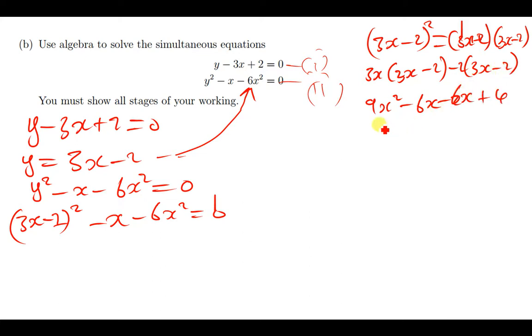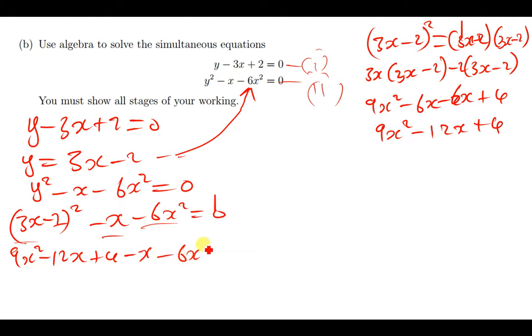So from there we can simplify. So this will be 9x squared minus 12x plus 4. So we replace that here. So I'm going to have 9x squared minus 12x plus 4. Then we say minus x, and then that minus 6x squared. So we can pair the like terms. So 9x squared, when you add it to negative 6x squared, you get 3x squared. Negative 12x, when you add it to negative x, you get negative 11x. Then you have plus 4 is equal to 0.